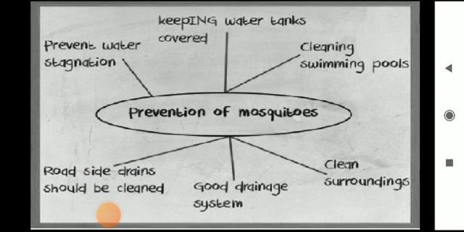The ways by which we can prevent mosquito breeding are: first point, we should prevent water stagnation, and second point, we should keep the water tanks covered. Our third point may be drinking water should be kept covered. Our next point may be water should be removed from swimming pools when not in use. Our next point will be we should keep our surrounding clean. And what will be the next? Next point will be all drains on the roadside should be cleaned on a regular basis.